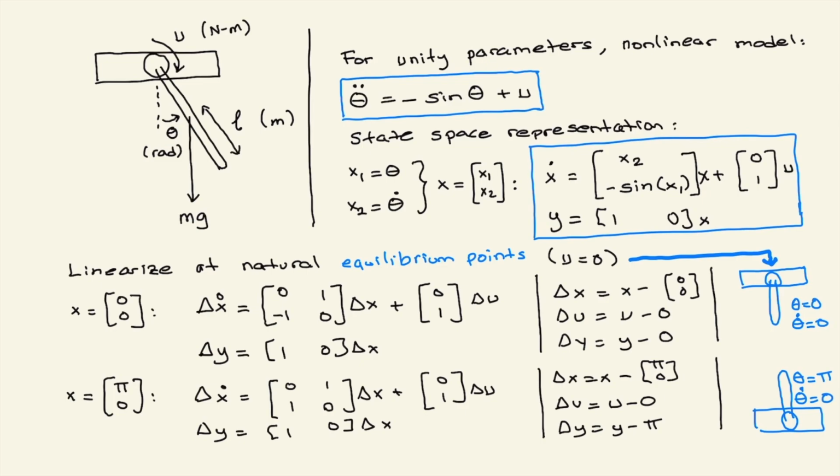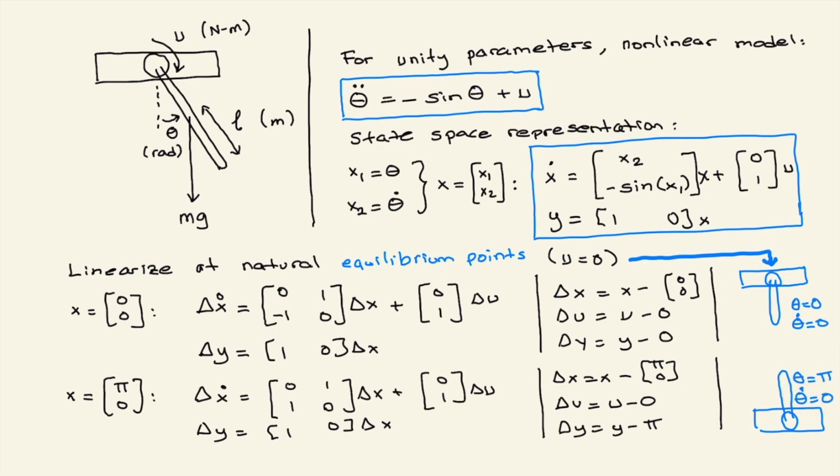So you can linearize this system at different equilibrium points. For the sake of this video, I only would like to focus on natural equilibrium points, mainly u equals 0. And these equilibrium points are basically the downward position when theta is 0 and its time derivative is 0. This is the stable configuration, and the other is the unstable configuration. Under ideal conditions, if you leave the pendulum like this, it will stay. And here, theta is 180 degrees or pi radians, and theta dot is 0.